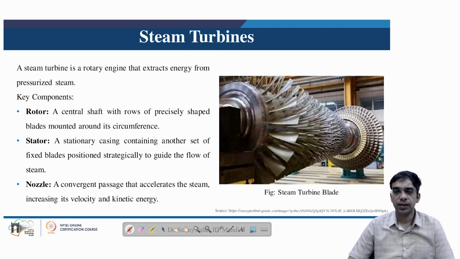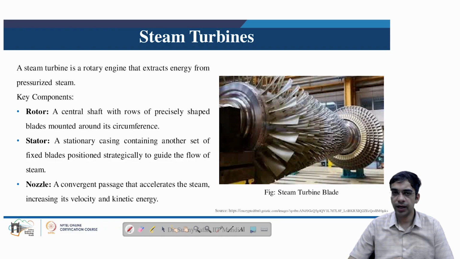A steam turbine is a rotary engine, or a rotating machine, which extracts energy from pressurized steam. The key components in any steam turbine are these three: rotor, stator, and nozzle. The rotor is basically a central shaft with rows of precisely shaped blades mounted around its circumference. The stator is a stationary casing containing another set of fixed blades which are positioned strategically to guide the flow of steam.